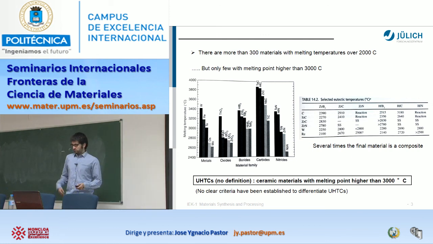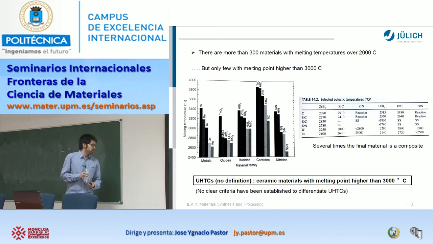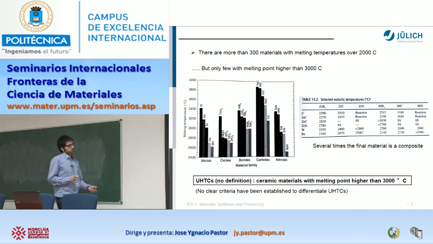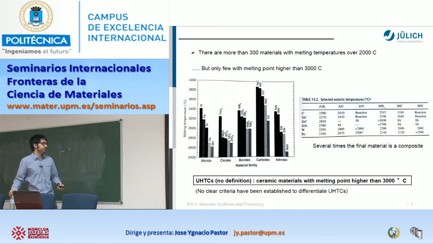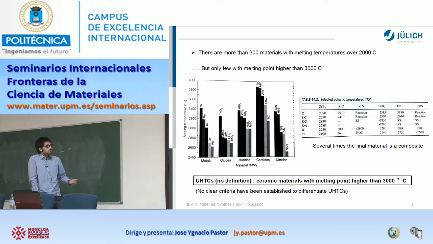I would like to provide you some definition of ultra high temperature ceramics, but there is not any definition. People give different possibilities, and in general, it's possible to say that they are ceramic materials with a melting point higher than 3000 degrees, but this 3000 degrees is a totally random number. It could be higher or could be lower, and it's not a clear criterion for how we can differentiate these ultra high temperature ceramics. People are always talking about other researchers who stabilized this number, but it could be even higher.